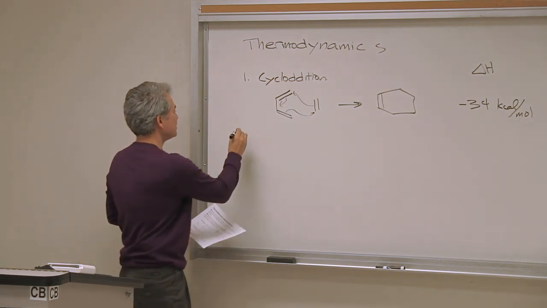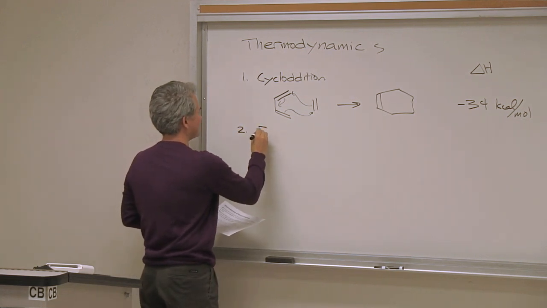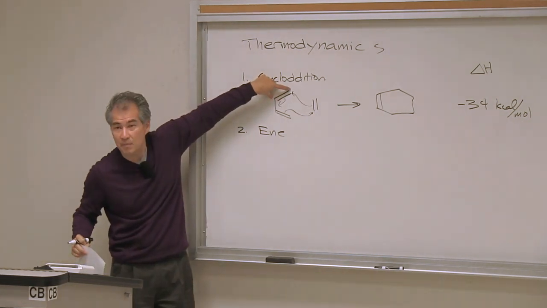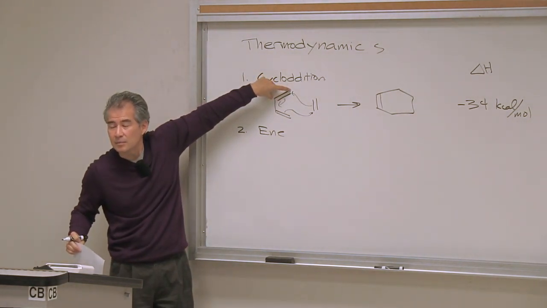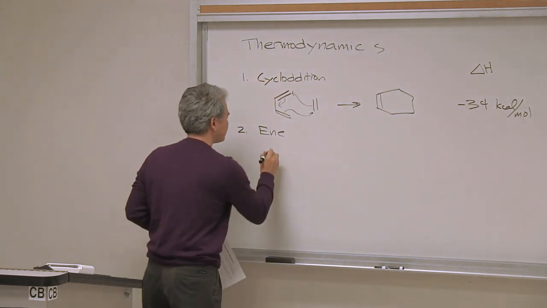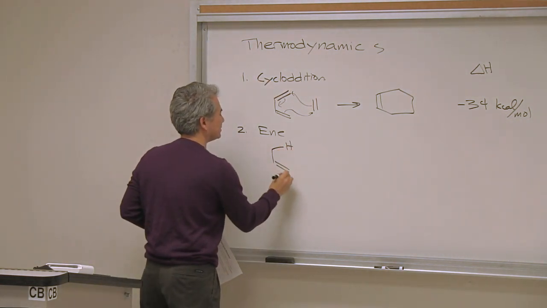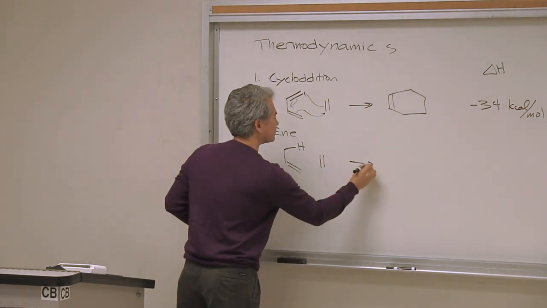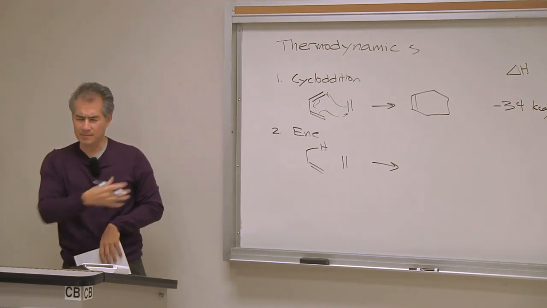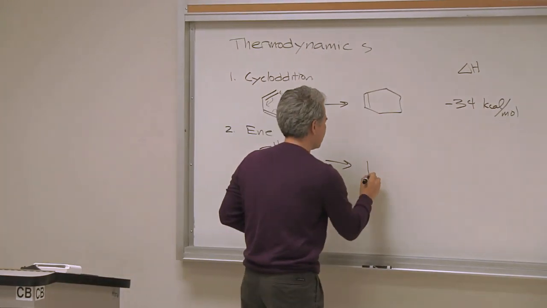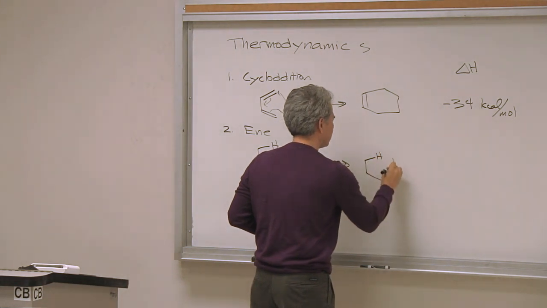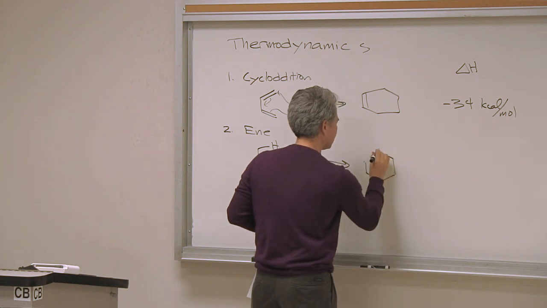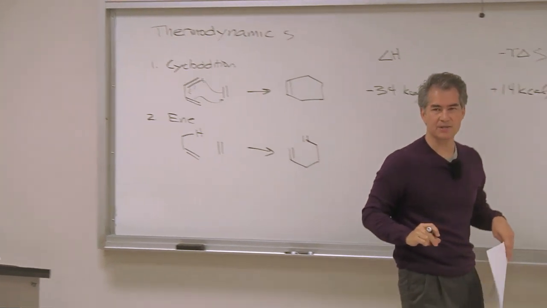Now let's compare this to the second class of pericyclic reactions, called the ene reaction. And all I'm going to do is take one of these pi bonds up here, and I'm going to replace it with a sigma bond. So this is called an ene reaction. Everything else is the same. The arrow pushing is the same. And I'm not going to do the arrow pushing. That's not really important here. So that's the ene reaction.